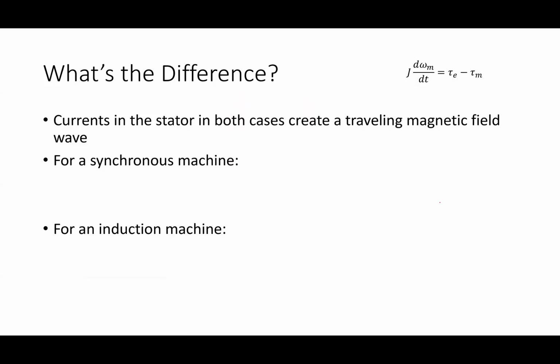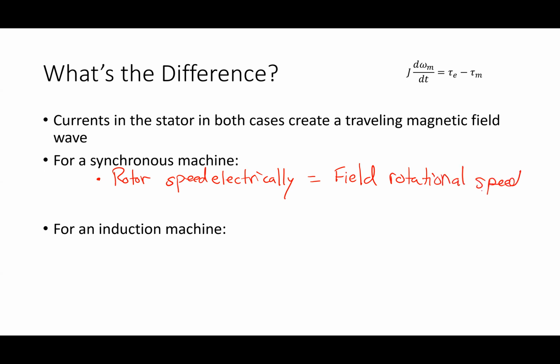So the idea of the synchronous machine is I have the rotor speed, electrically, let me say it that way, rotor speed electrically equals the field rotational speed. And this guy is omega, the 60 hertz frequency. And the rotor speed electrically is P over 2 times omega M.